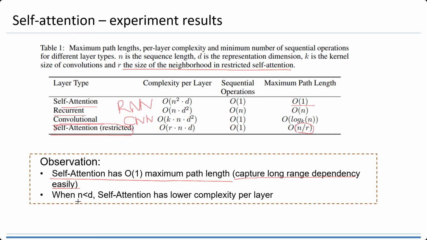So when N is less than D, self-attention has lower complexity per layer. When N is less than D, the self-attention has low complexity. That's why we use the R. It is to restrict or to limit the complexity of every layer.